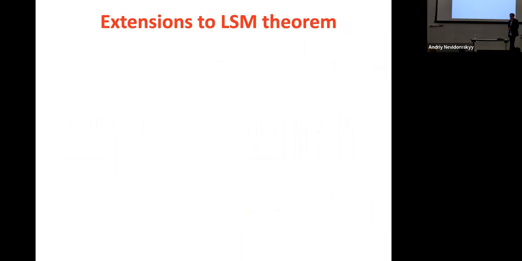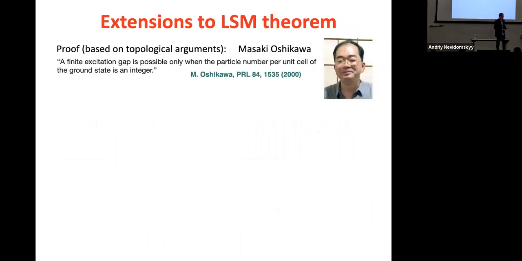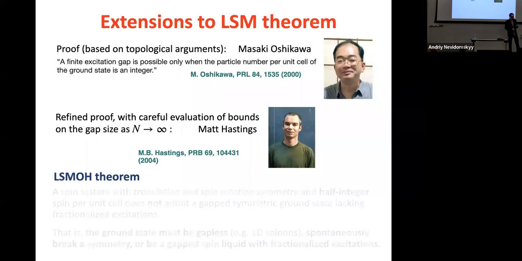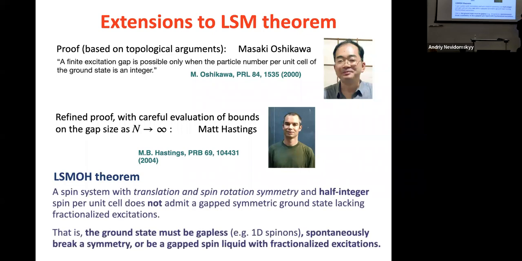Now, this Lieb-Schultz-Mattis theorem has been extended further on by these two famous physicists, Masaki Oshikawa and Matt Hastings, who extended it to higher dimensions and showed that generically it works. And the modern formulation of the theorem is somewhat like this: first of all, it's silent about integer spins, but it tells you that if you take half-integer spins, one of three things can happen.